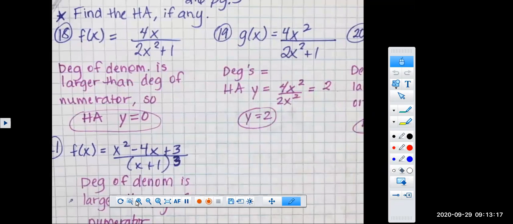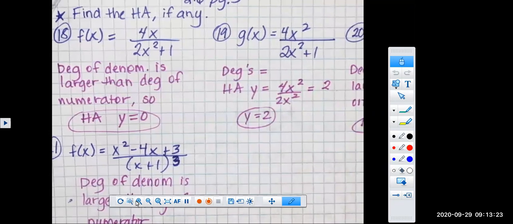So you'd have a horizontal line through the y-axis at 2. Your graph would approach it, may slightly cross it. Just have to graph it and see.